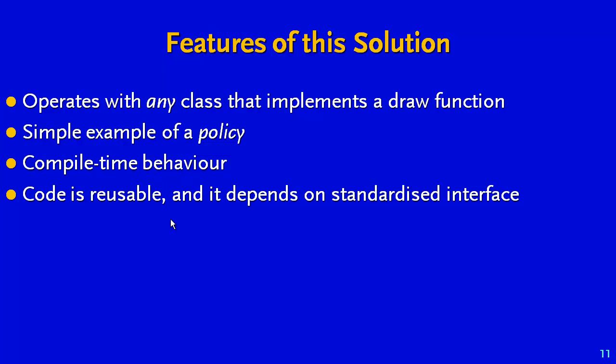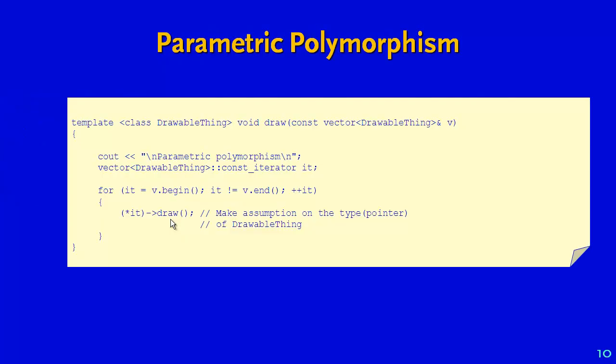So some features of the solution are the following. It works with any class that implements a draw function. That's really nice. So your class doesn't even have to be derived from shape or valve or anything. So long as it has a draw function, you're okay. Now here's the big culture shock. Now this is an example of a policy. What do I mean, a policy? Here's a function. It means the following. I've got a function called draw, which works with any instantiation of drawable things, so any class, so long as it has a draw function, which is nice.